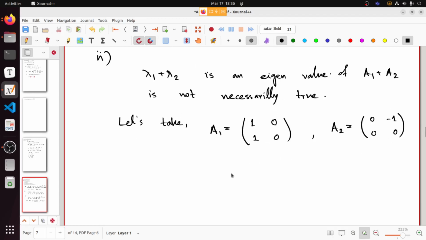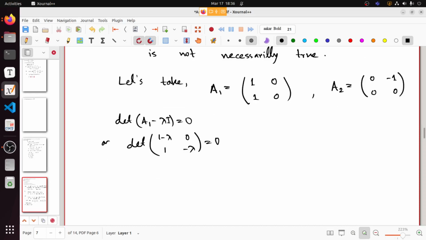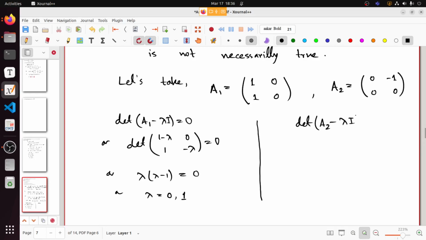So let's find the eigenvalues of A1 and A2. The determinant of A1 minus lambda equals 0 means the determinant of [1 minus lambda, 0; 1, minus lambda] is 0. From here you will get lambda into lambda minus 1 equals 0, so lambda equals 0 or 1. So 0 and 1 are the eigenvalues of A1. For A2, the determinant of A2 minus lambda equals 0, so the determinant of [minus lambda, minus 1; 0, minus lambda] equals 0, and you will get lambda square equals 0, which means lambda is 0. So 0 is the eigenvalue, right?